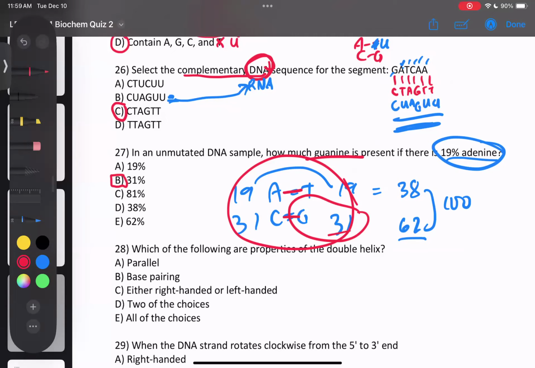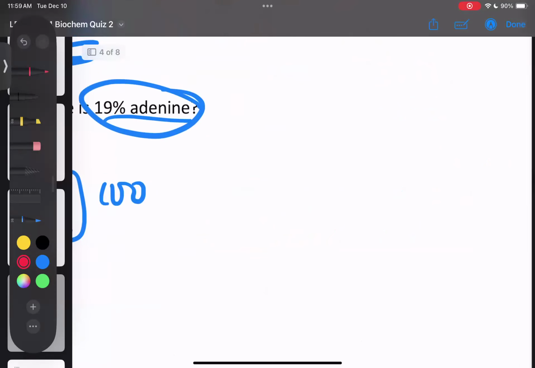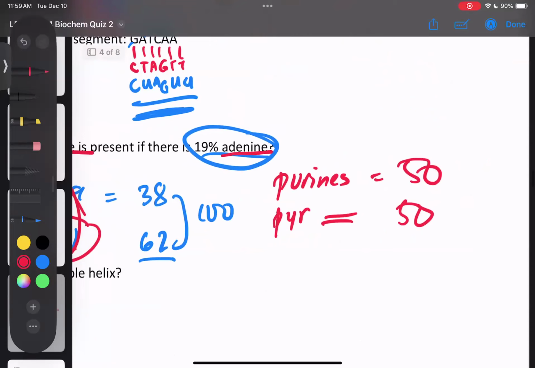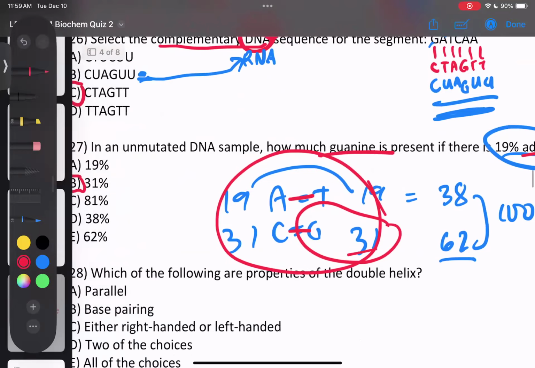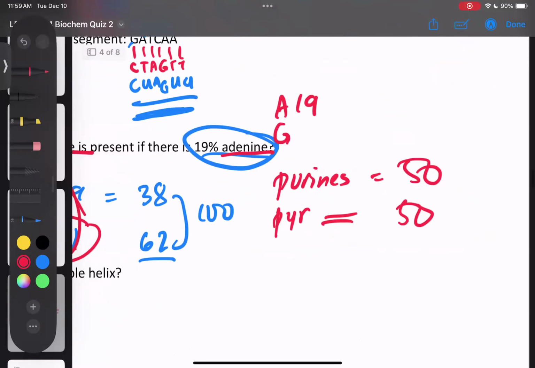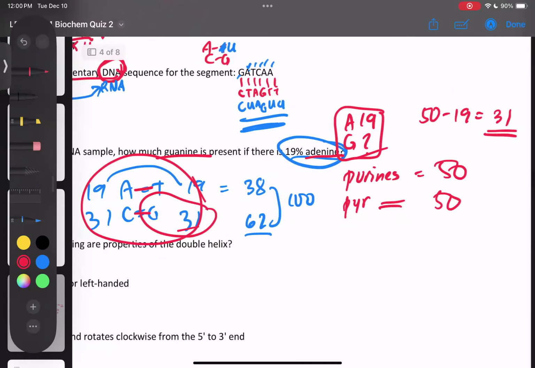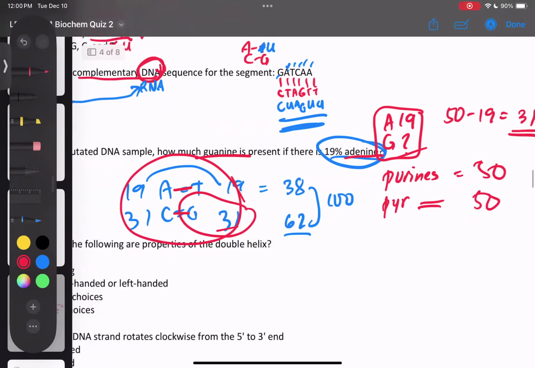Actually, there's one more shortcut. You want to become a little faster? Then always assume that purines will always be a total of 50 and pyrimidines will always be equal to 50. So if adenine is 19%, and the question is guanine, that's the other purine, the 50 minus 19 is equal to 31, which is basically the same answer, right? Purines. So if my adenine is 19, the remaining part of 50 is G.